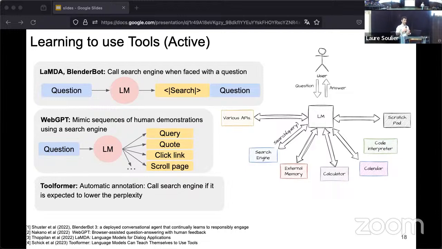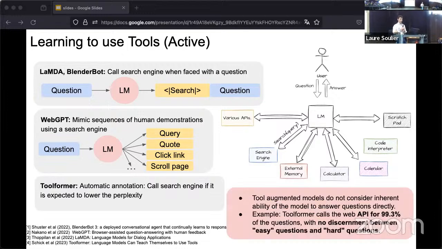And lastly, there are models such as Toolformer, where the authors automatically annotated the training data with API calls if they were expected to lower the perplexity of the answer. This proposed method does not account for the ability of the language model to answer questions directly. So, for example, the Toolformer model called the API 99% of the time, even though this model is very capable of answering probably a portion of these questions without relying on an external database.